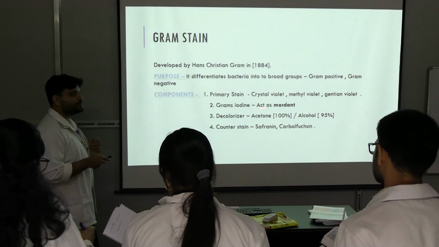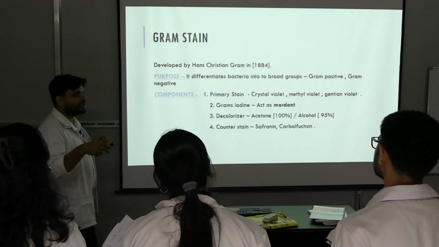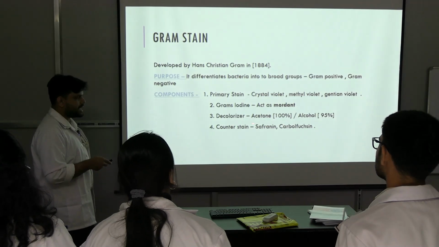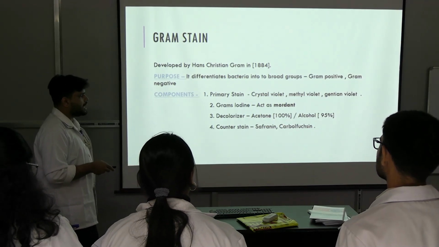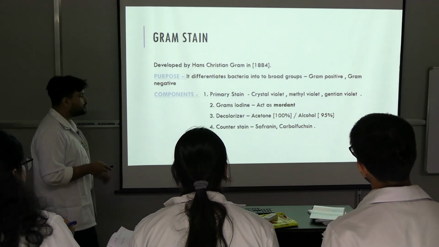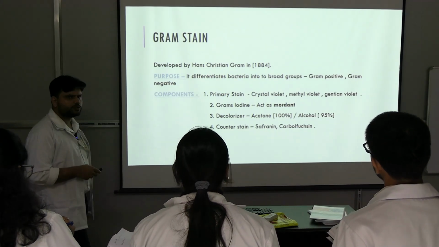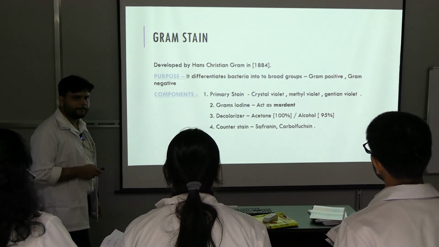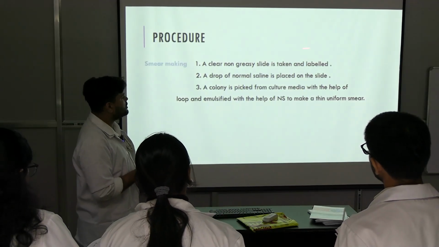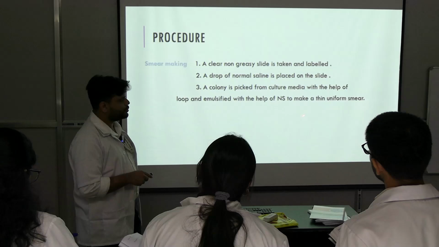Finally, the third step is the decolorizer. Remember, it is the most important step, and we'll learn about it. We either use acetone or alcohol. And finally is the counterstain. We use safranin or we use carbol fuchsin. We used basic fuchsin in which staining? Simple staining, very good.